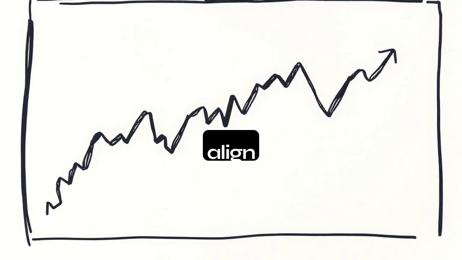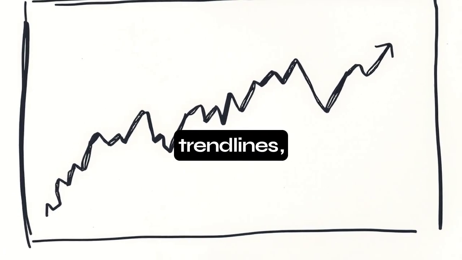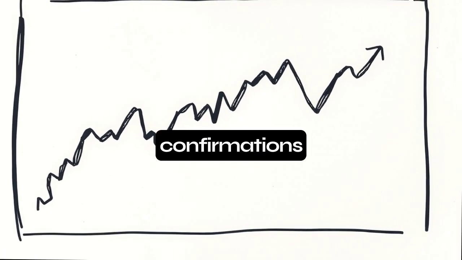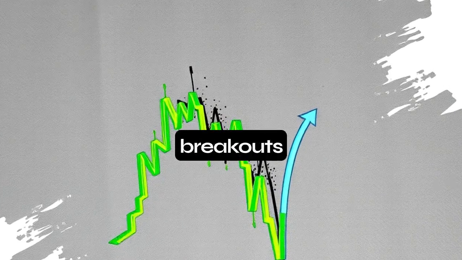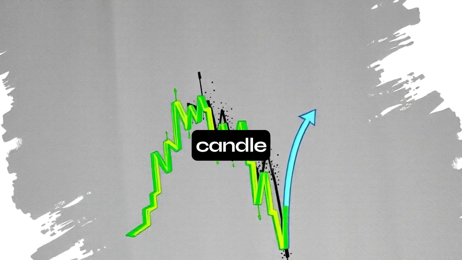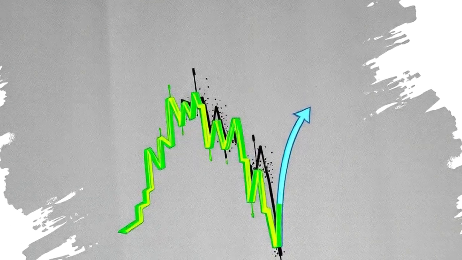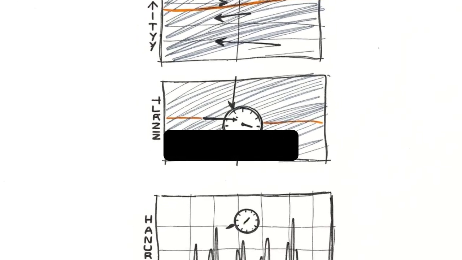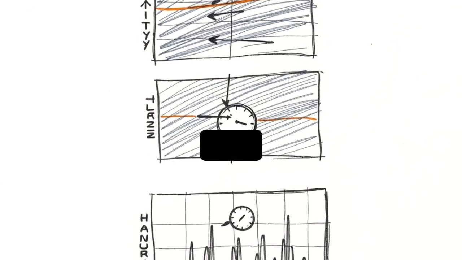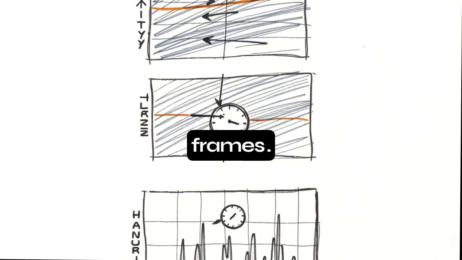Combine signals. Align moving averages, trend lines, and clean candlestick confirmations before entering. Target breakouts with strong volume and a candle close above the trend line. Use multiple time frames. Confirm the higher time frame trend, then refine entries on lower frames.